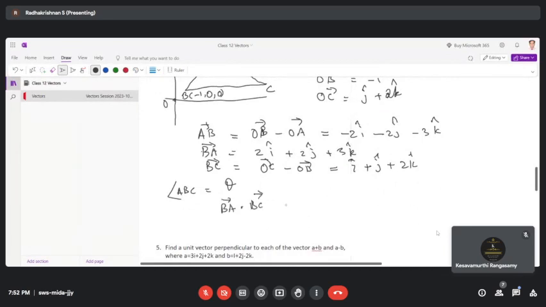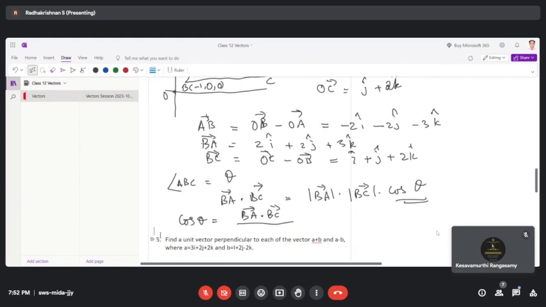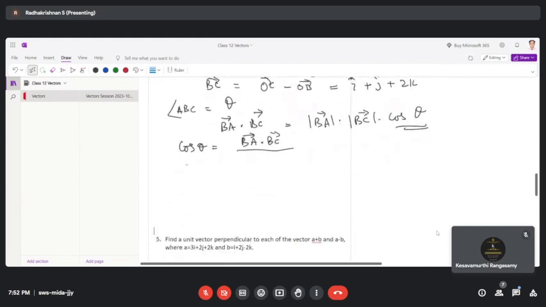What is BA dot BC? It is equal to magnitude of BA into magnitude of BC into cos theta. The angle between BA and BC is what we want, angle ABC. Right? So cos theta therefore will be BA dot BC divided by magnitude of BA into magnitude of BC.